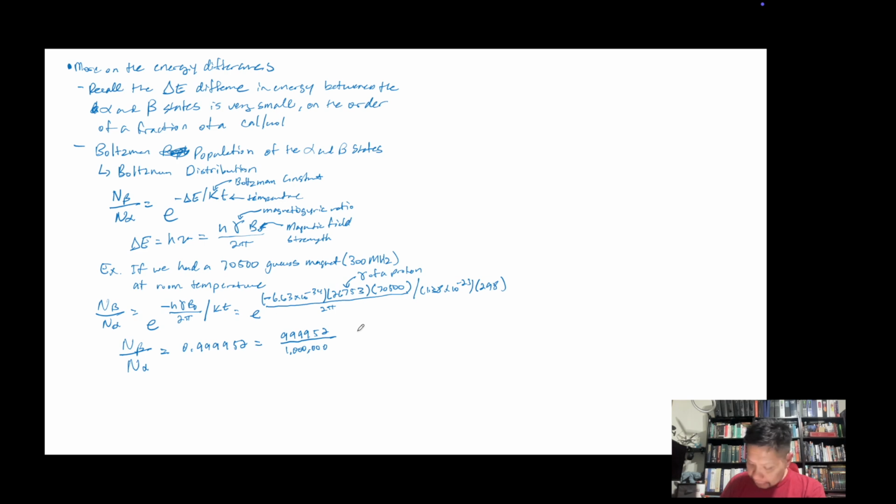So what this means is that there are only 48 more protons in the alpha state out of approximately 2 million protons. That's super small. It's a very small difference.